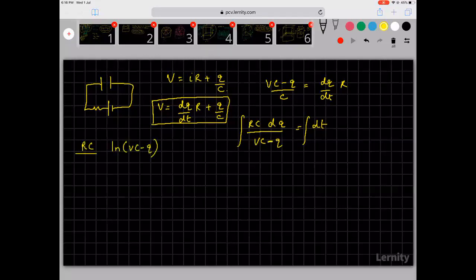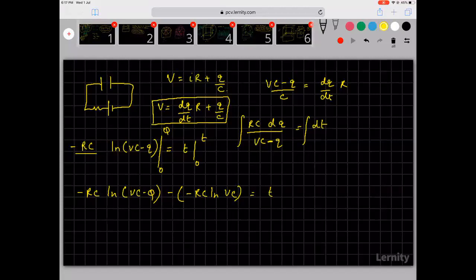Because of this minus here, it will become minus. Now this is equal to, the limits are from 0 to some Q. This is equal to T. The limits are 0 to some T. So now when I work with this, I will substitute these. I'll get minus RC ln (VC minus Q) minus RC ln VC is equal to T.